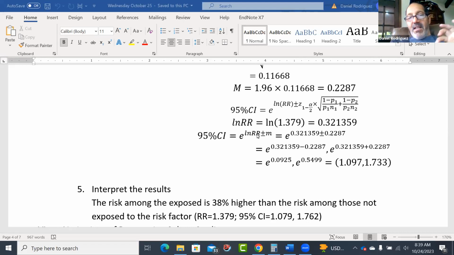So we do all that in this exponent here, see? I took the natural log of our relative risk, and we got 0.321359. The reason we have to exponentiate here is because you're not going to report this to somebody. What are you going to tell them? Well, the log risk is 0.321.